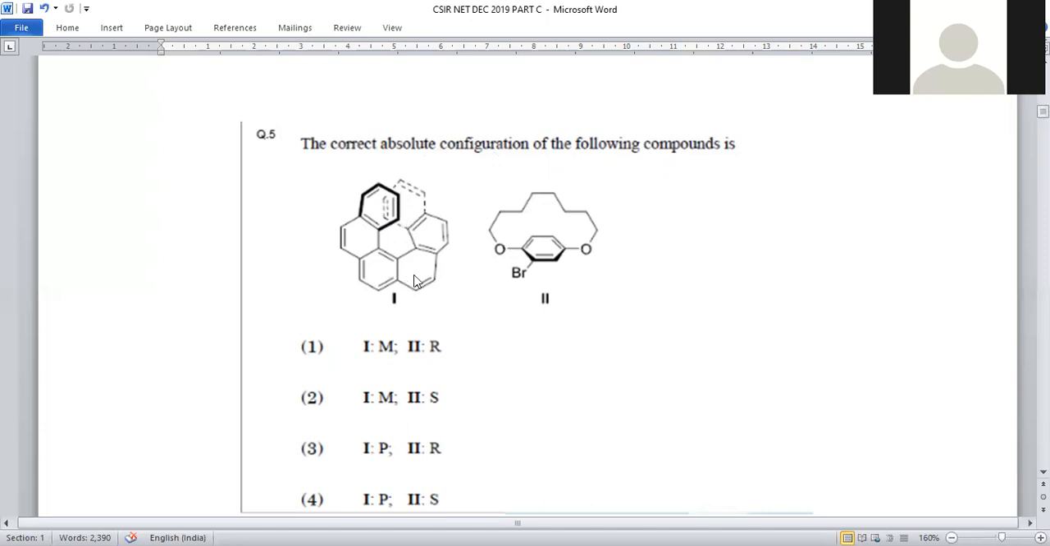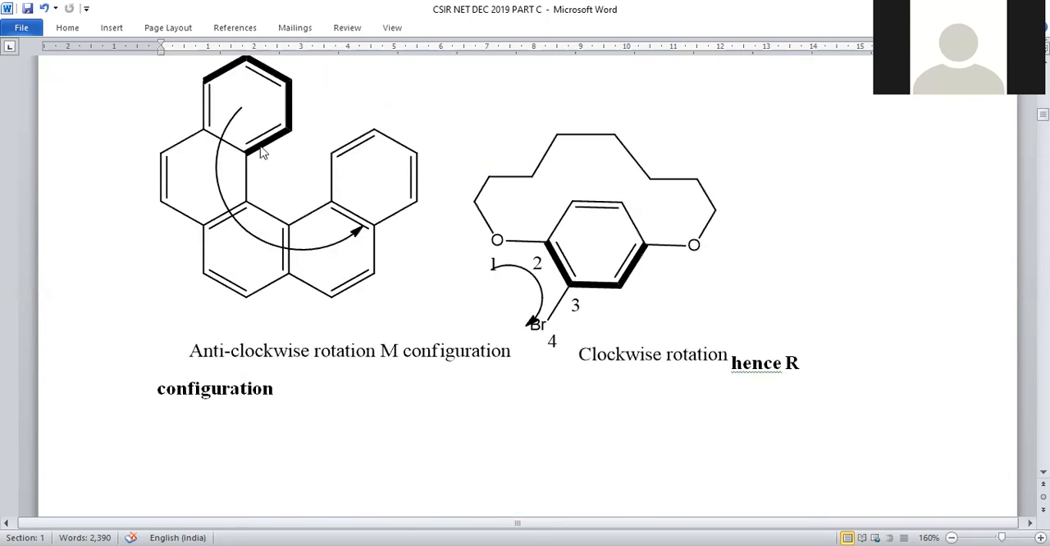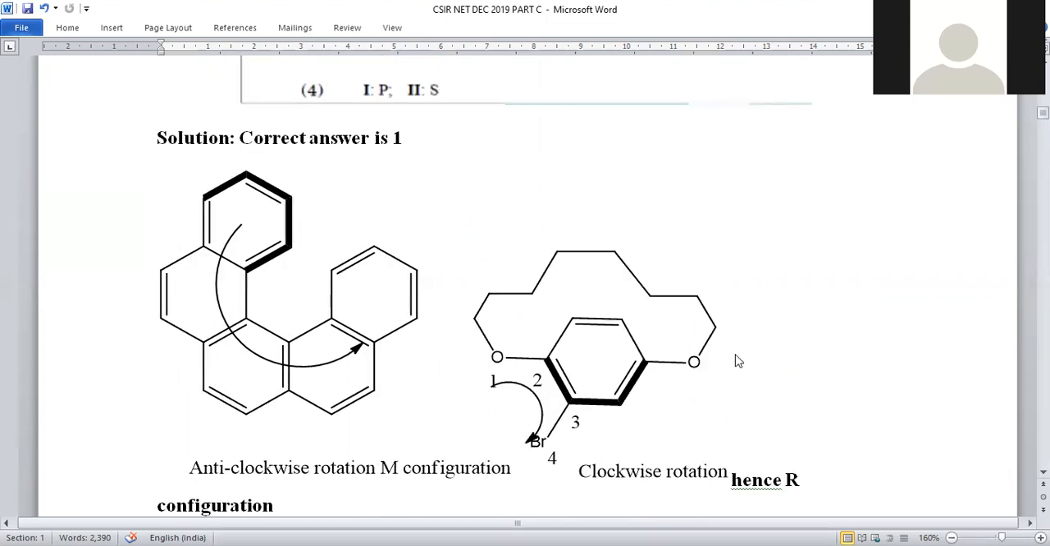Anti-clockwise rotation is there, M configuration is given. Whenever we are seeing this polynuclear compound, the ring which is inclined towards the wedge is taken as the greater one, or of higher priority, so in this direction we are moving, which is regarded as an anti-clockwise rotation. So this is about the orientation, the rotation of the plane polarized light. From higher to lower priority, if we are moving in anti-clockwise, it is regarded as M configuration.